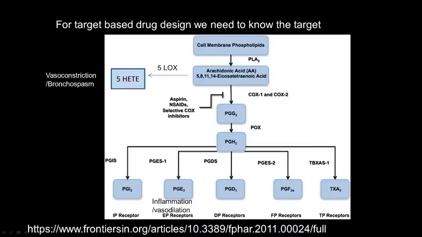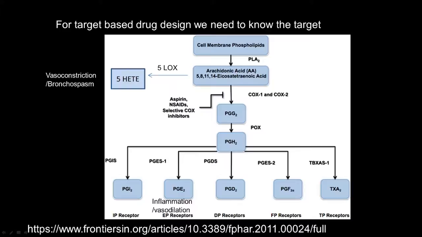Okay, so for example, let's look at this particular picture. This was taken from this reference. This deals with the inflammatory pathway. It's called the arachidonic acid pathway. Arachidonic acid pathway, inflammation. So there is a cell membrane, phospholipids that are produced. There are phospholipase enzymes which convert them to arachidonic acid. So this is the site of inflammation.